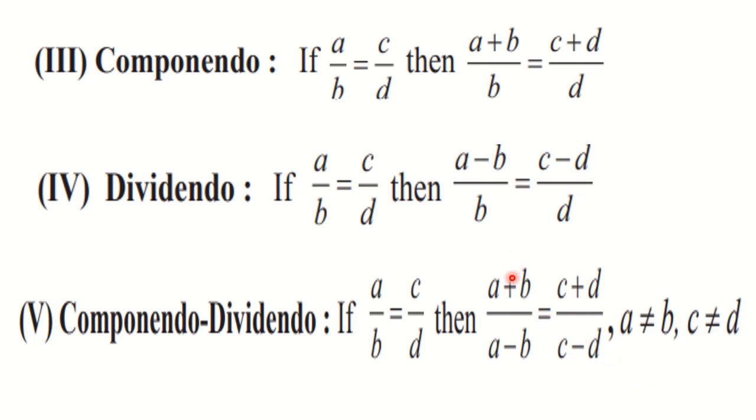So here numerator and denominator both are changing. See here, in the earlier case only the numerator is changing, the denominator is remaining as it is. But in componendo dividendo both are changing. In the numerator you can see that numerator and denominator are added, and in the denominator you can see that denominator is subtracted from the numerator. This is called componendo dividendo. So in this way we have 5 properties: invertendo, alternando, componendo, dividendo, and componendo dividendo.